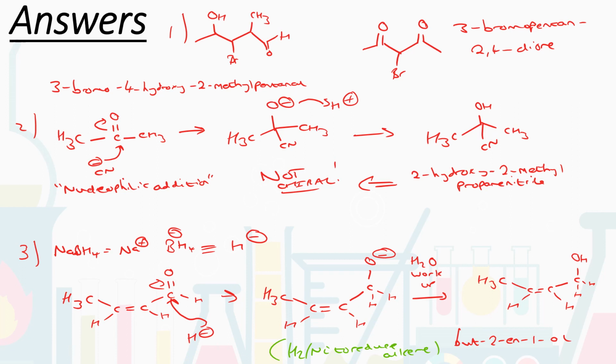Question 3 was to draw the mechanism for the reaction of our aldehyde plus sodium borohydride. So this is, again, a nucleophilic addition, but this is now a reduction reaction. And so we're going to draw out our aldehyde. Now note, in this molecule we have a CC double bond and we have a CO double bond. Now we could reduce either of these, but the reagent we've chosen here is our sodium borohydride.